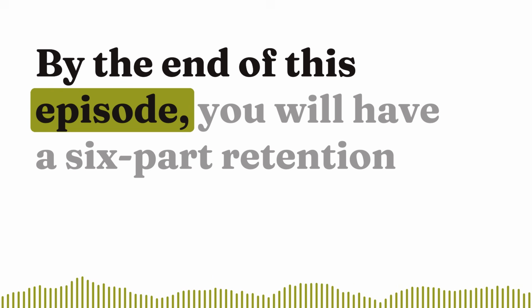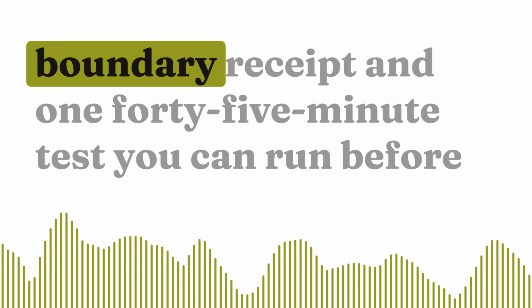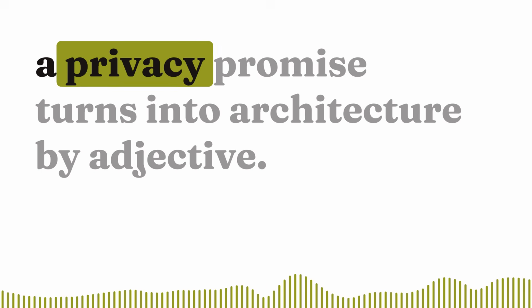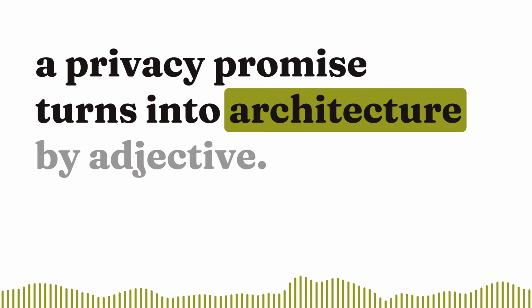By the end of this episode, you will have a 6-part retention boundary receipt and one 45-minute test you can run before a privacy promise turns into architecture by adjective.